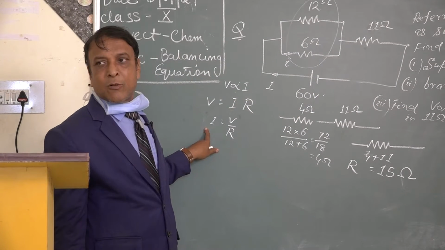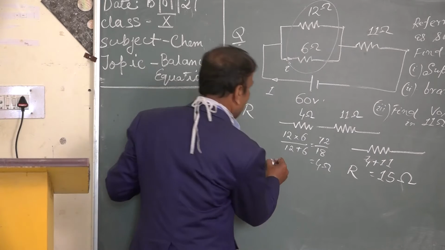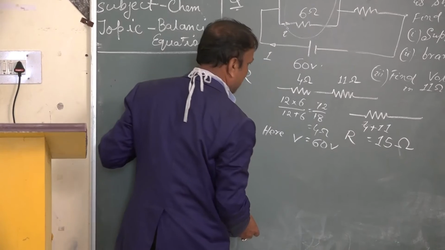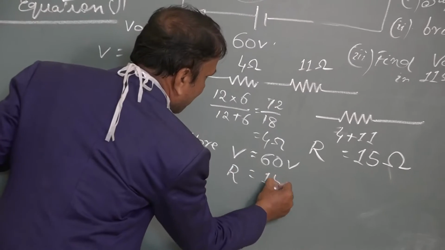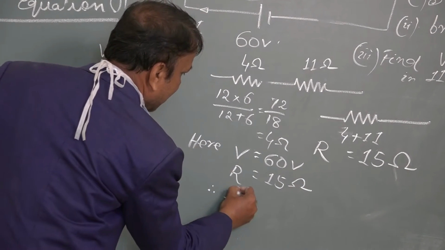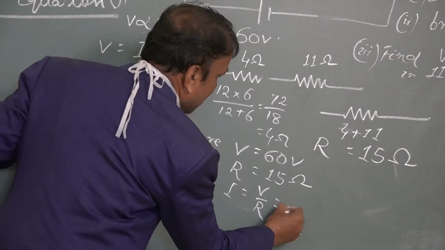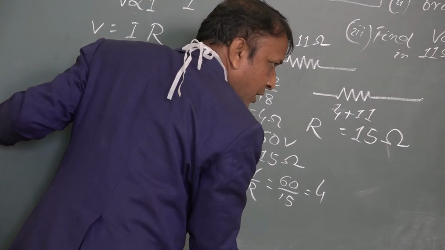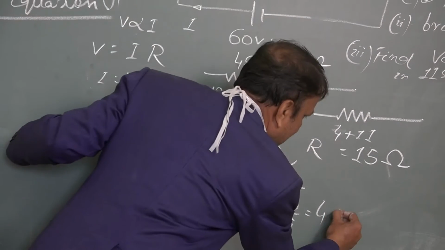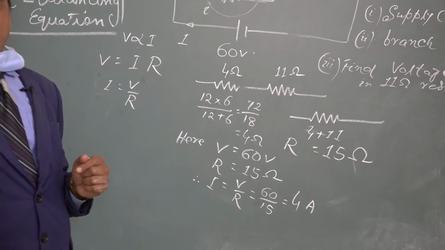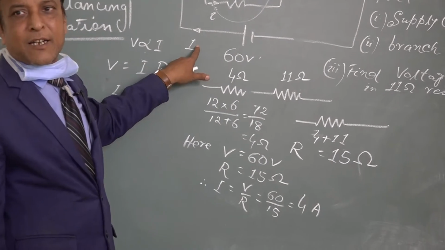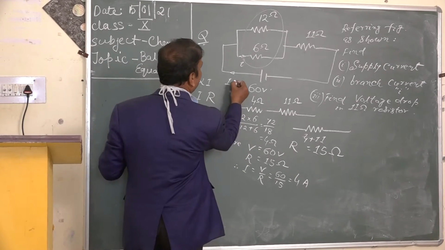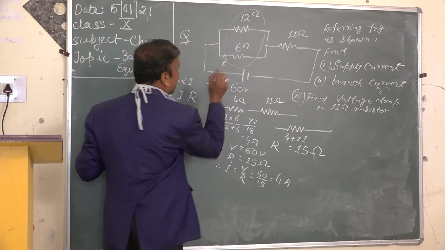So I is equal to V by R. Here V is equal to 60 volt, given. R we got, that is equal to 15 ohm. Therefore, I is equal to V by R, that is equal to 60 by 15, that is equal to 4 ampere. Very good. So 4 ampere. That means the supply current here is 4 ampere. So this value is equal to 4 ampere.